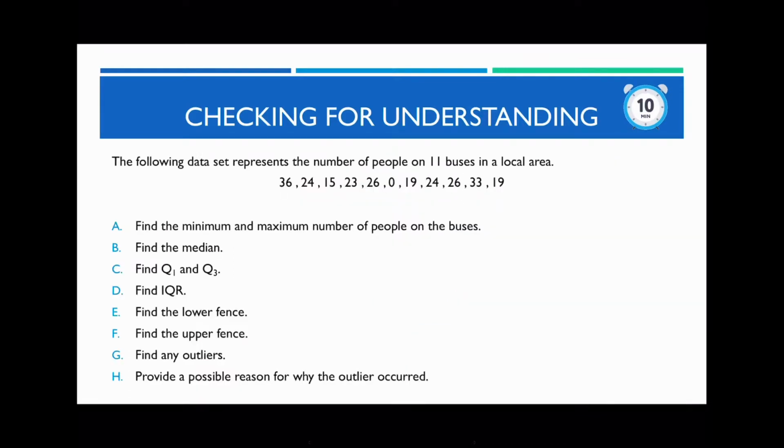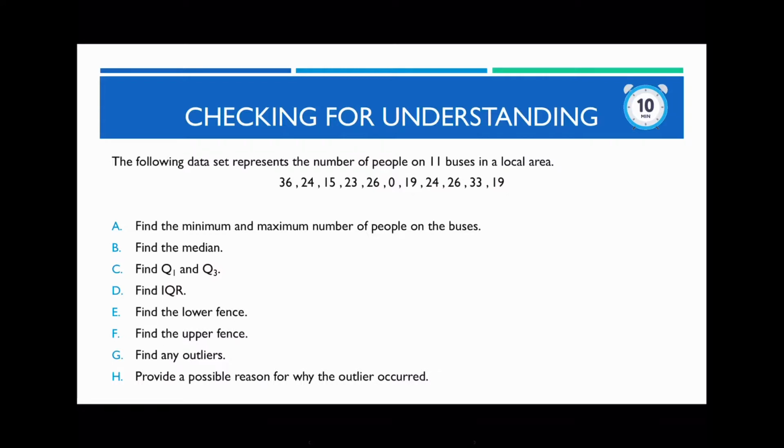Give yourself 10 minutes to answer this question as well. What this question is doing is pretty much summarizing all the understanding that you've gained throughout today's video, but also in previous lessons. So you're trying to find the 5-figure summary, but also calculate the outliers by identifying the lower fence and upper fence. So give yourself 10 minutes and then we'll compare our answers together.